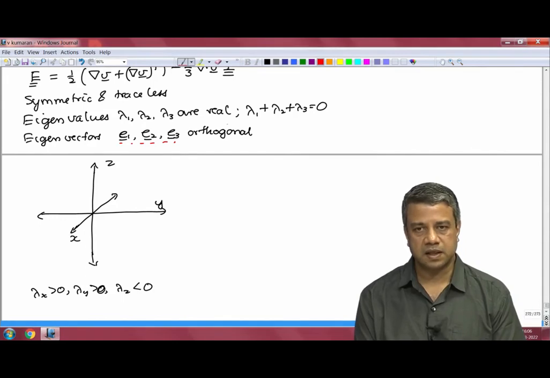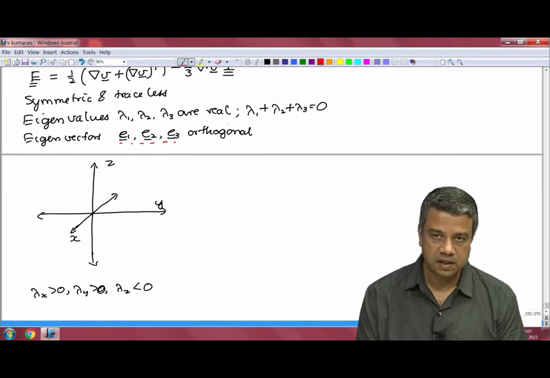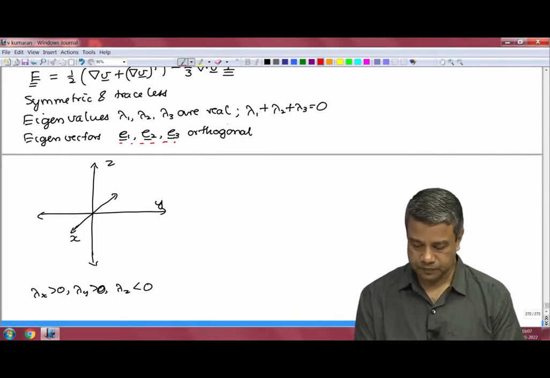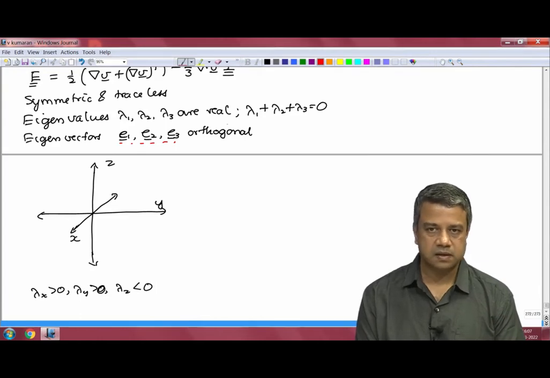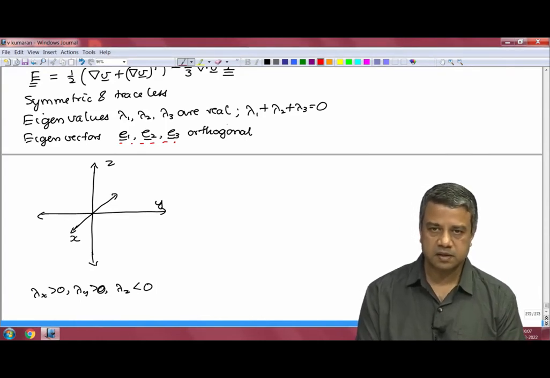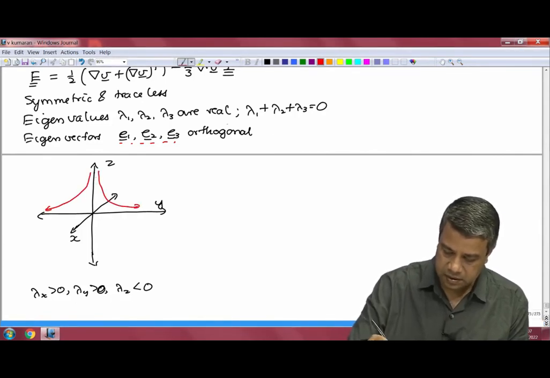So basically at a given point I find out the symmetric traceless part of the rate of deformation tensor, determine its eigenvectors and align my coordinates with its eigenvectors. If lambda x and lambda y are positive, then there is extension along the x and y directions and compression along the z direction.